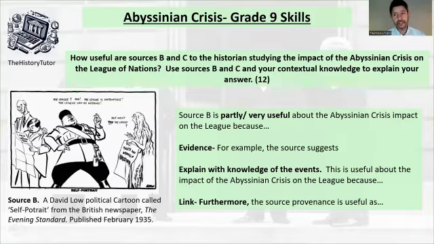If you don't do the provenance, that's fine. It's just you can't access the top band of marks. So you're going to be sort of up to about 8 marks if you don't talk about the provenance. We're talking provenance for both sources, okay, content for both sources to get the top band of marks.